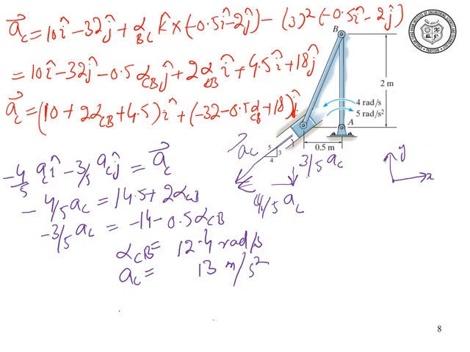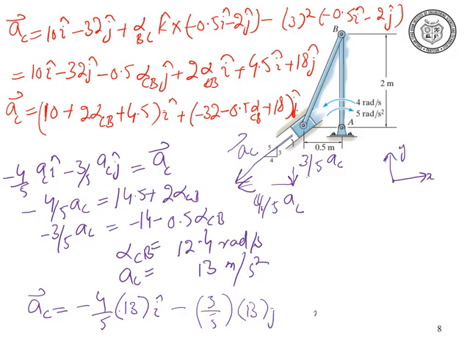So this is the acceleration of the slider C and the angular acceleration of the link BC. You can also write this acceleration in vector form. So in vector form, AC equals minus 4 by 5 times 13 I and minus 3 by 5 times 13 J in meter per square second. So this is the acceleration for the slider C.